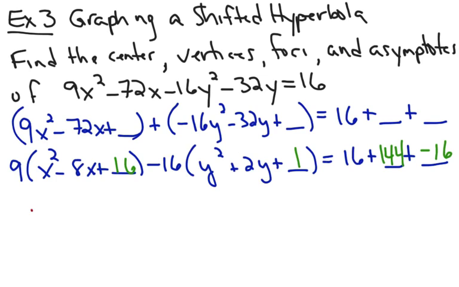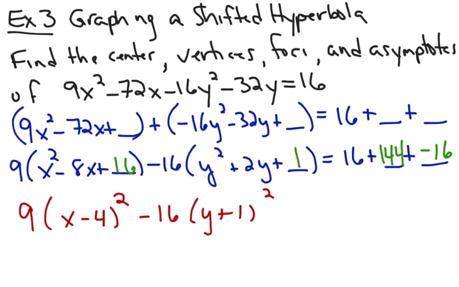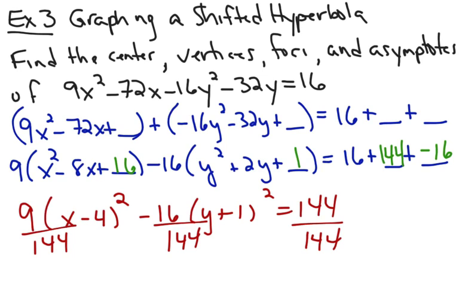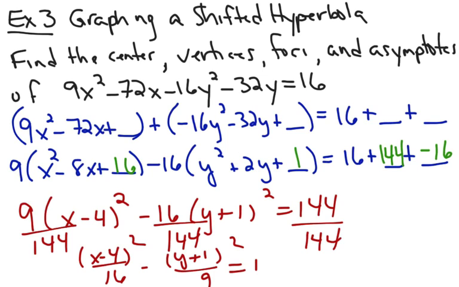All right, now let's go back and do this. This first parentheses is (x - 4) squared - 16(y + 1) squared is going to equal 144. And the last step to put it in standard form is to divide everything by 144 and reduce those fractions. So I get (x - 4) squared over 16 - (y + 1) squared over 9 equals 1. And there's my equation. Since I've run out of space on this page, I'm going to go to the next page in order to find the remaining information.